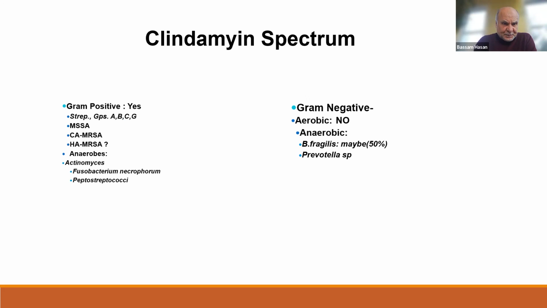Clindamycin spectrum: gram positives, no gram-negative activity. All right. The problem with it is increased resistance with Bacteroides fragilis, so it is not preferred for infection below the diaphragm. It covers strep, group A, B, C, D, etc., MSSA, community-acquired MRSA, hospital-acquired MRSA, but really it is not the drug of choice. Anaerobes above the diaphragm: Actinomyces, Fusobacterium, and Peptostreptococci.